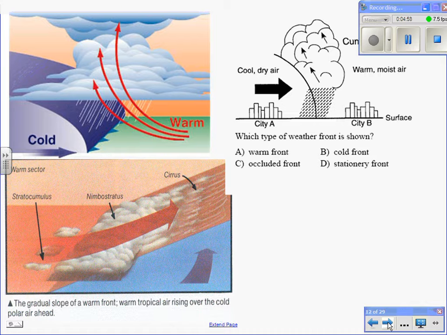Now, here's a typical side view or cross-sectional view, they ask this a lot. You have cold air advancing towards warm air, and it's showing you how the warm air is being pushed up. As it's being pushed up, you have cloud formation. At some point, as the air rises, it reaches the dew point temperature, and condensation begins.